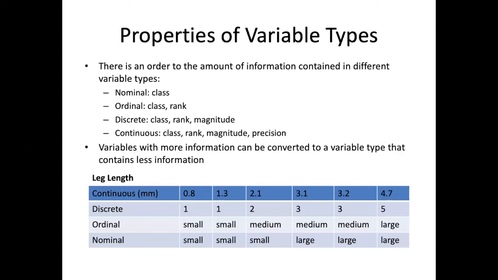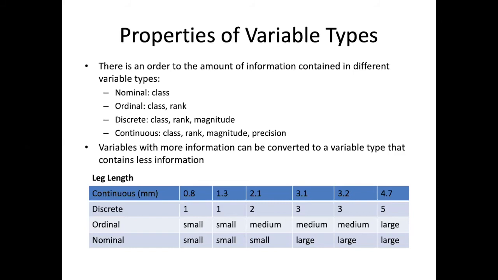So for example, if we measured leg length as a continuous variable, scoring it or measuring it as values such as 1.3 millimeters or 3.1 millimeters, we could later on round those values into discrete values in whole units of millimeters of 1, 2, 3, or 5. And we might further summarize these as being either small, medium, or large. And finally, if we wanted to categorize these on only a very gross scale, we might summarize it even further into categories of only small or large.